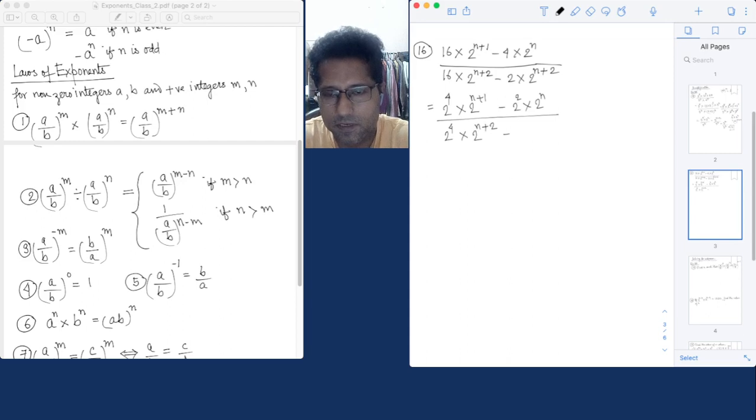let me check once again if I copied the question correctly or not. This was question number 16. Yeah, it is fine. So now this is 2 multiplied by 2 raised to the power n plus 2. So this becomes 2 raised to the power n plus 2 plus 1.